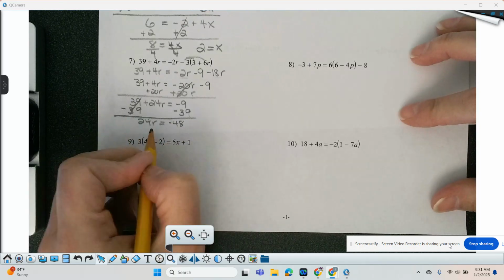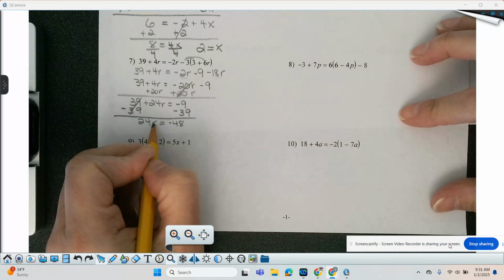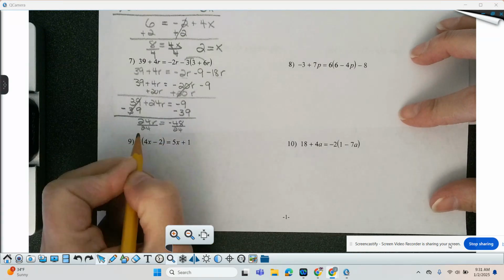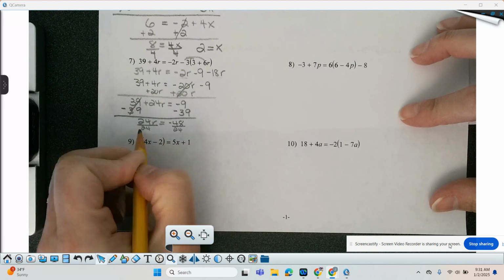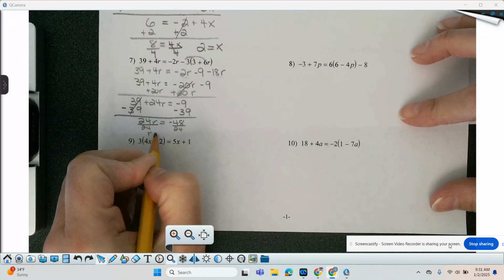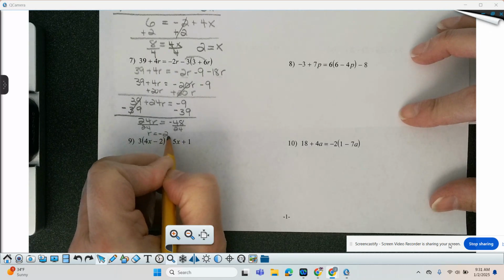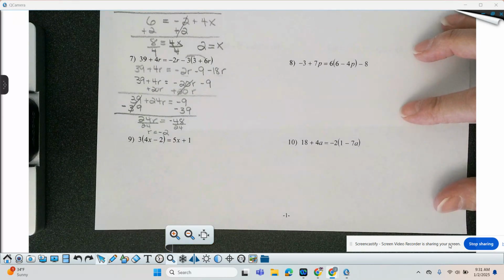So divide through, this is 24 times r, so the opposite is to divide. If I divide both sides by a positive 24, that's going to leave me over here with an r. And negative 48 divided by 24 is going to be a negative 2. So r equals negative 2 is the answer for that question.